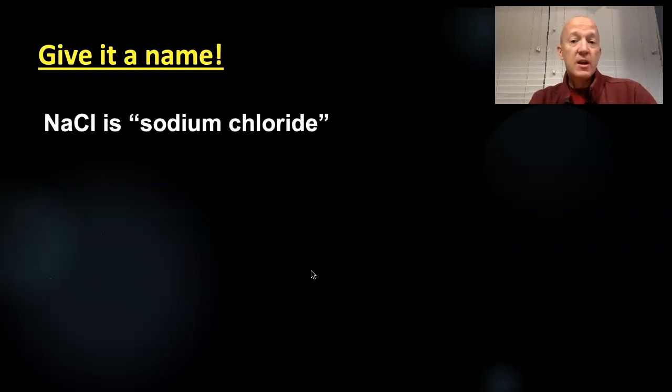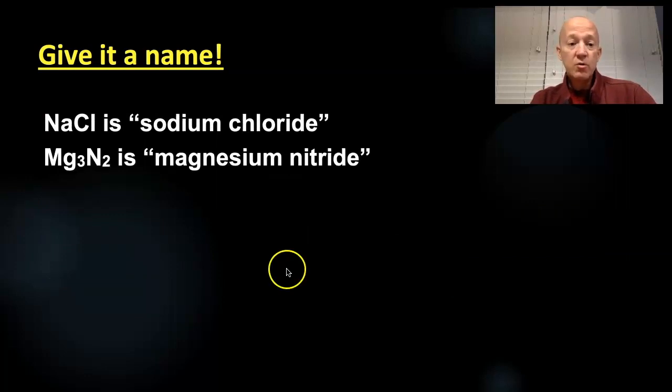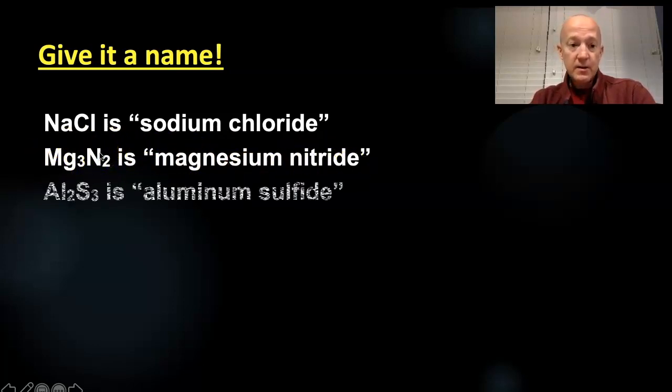So for a few examples, NaCl is simply sodium chloride. Mg3N2, notice again there's only two types of elements involved. Even though there's more than one of each one, there's only two types. This is still a binary compound. This is magnesium nitride. Okay? And then here's another one. Aluminum, doesn't change the name, sulfide. Okay? Sulfur is changed to sulfide. So there you go. That's how you name these binary ionic compounds.